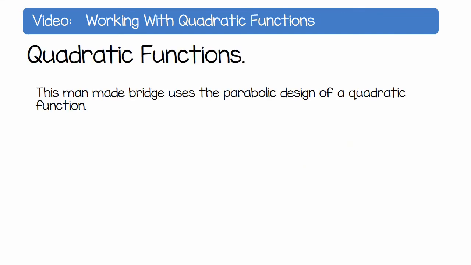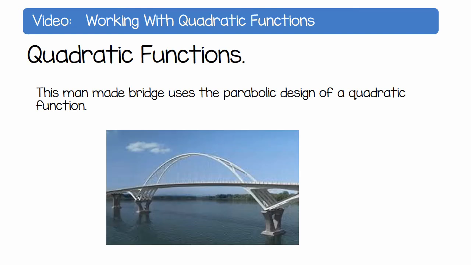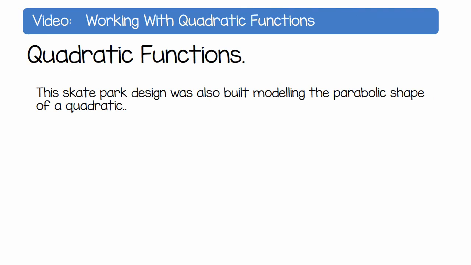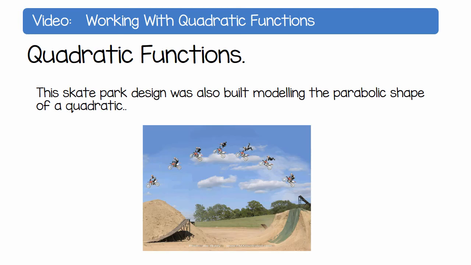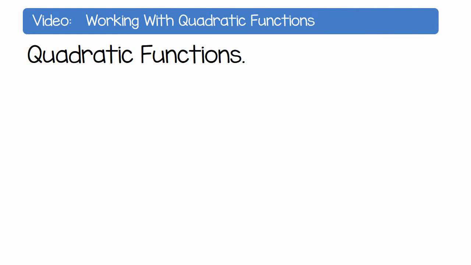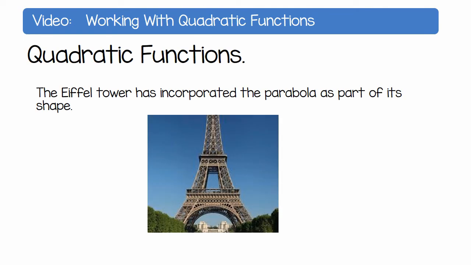This man-made bridge uses the parabolic design of a quadratic function. This skate park design was also built modeling the parabolic shape of a quadratic. The Eiffel Tower has incorporated the parabola as part of its shape at the bottom.